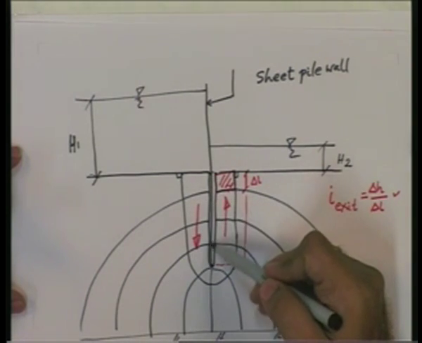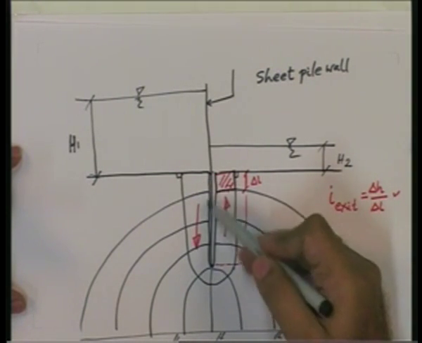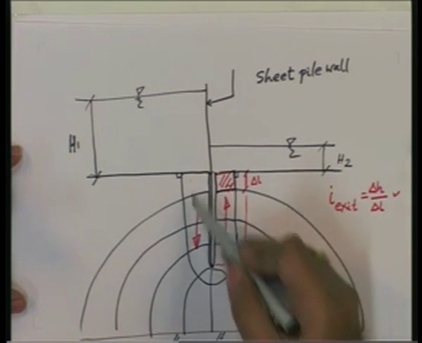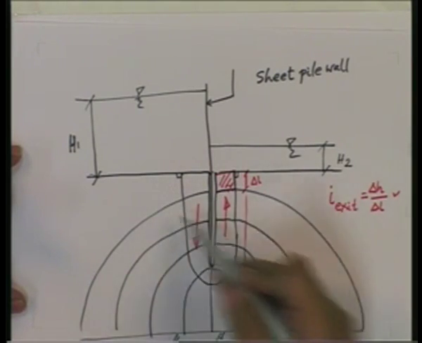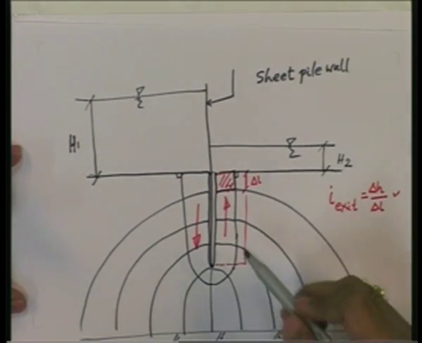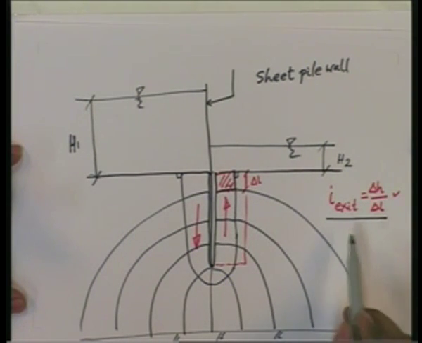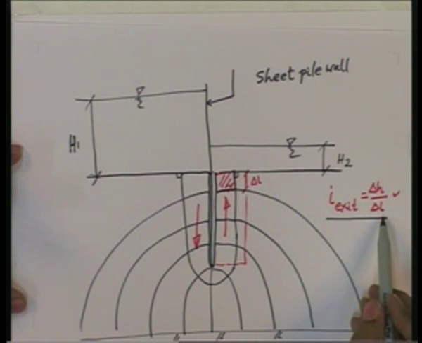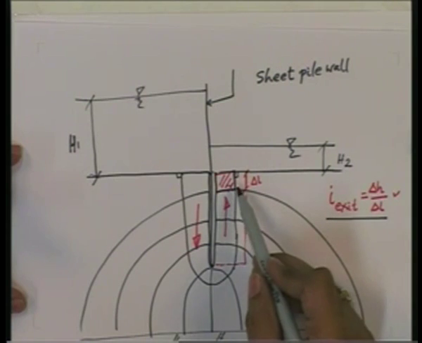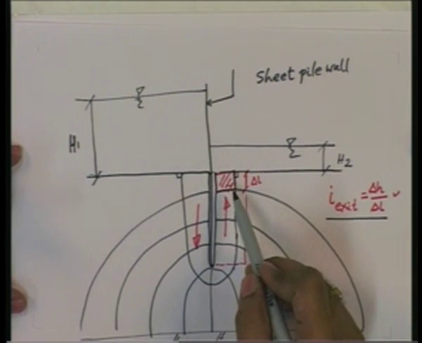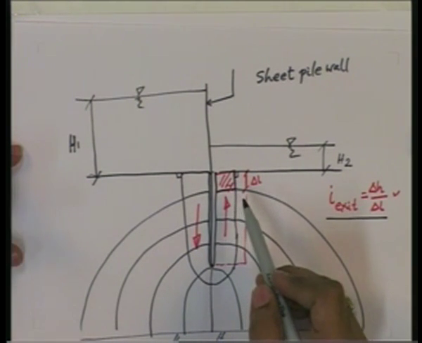This particular creeping of water along the sheet pile wall surface is shown here. This is the first flow channel, second flow channel and third flow channel as it comes out, and typically only one flow channel is shown here, and delta L is the length over which this flow is occurring. So the exit gradient is determined using this definition, I exit is equal to delta H by delta L, and this can be obtained from the construction of the flow net. Having obtained I exit, we can calculate whether this particular structure is safe against piping failure or not.